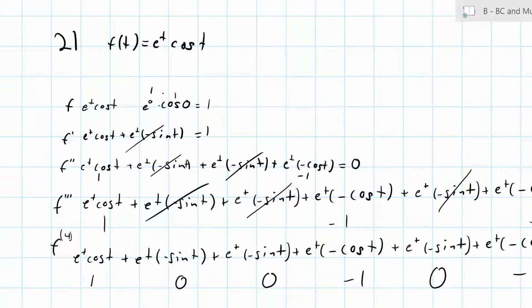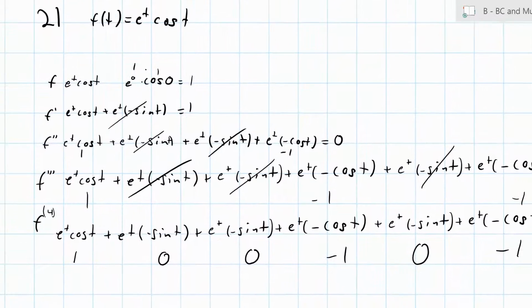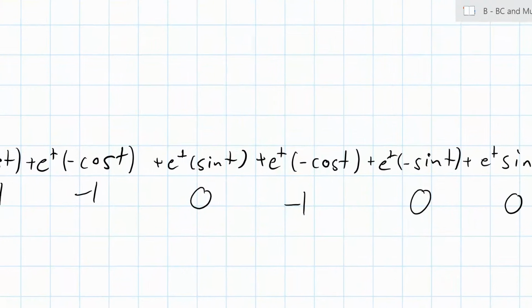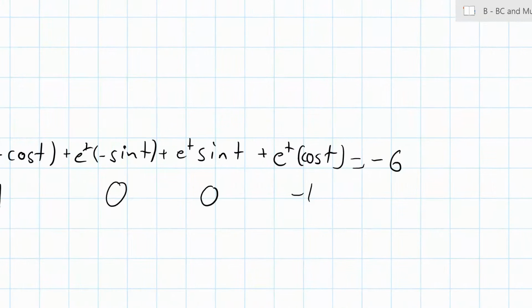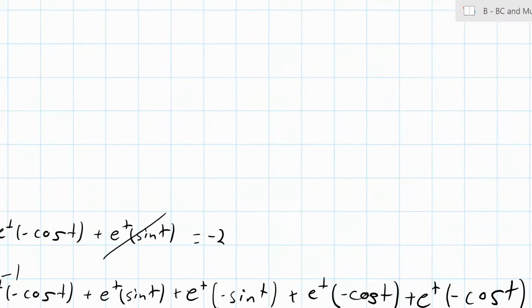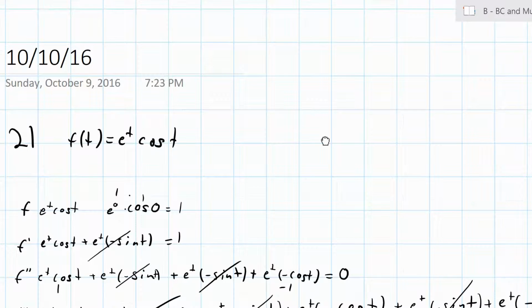Okay, this is the fourth derivative, which when evaluated at 0 is equal to negative 6. So the terms are 1, 1, negative 2, negative 6.